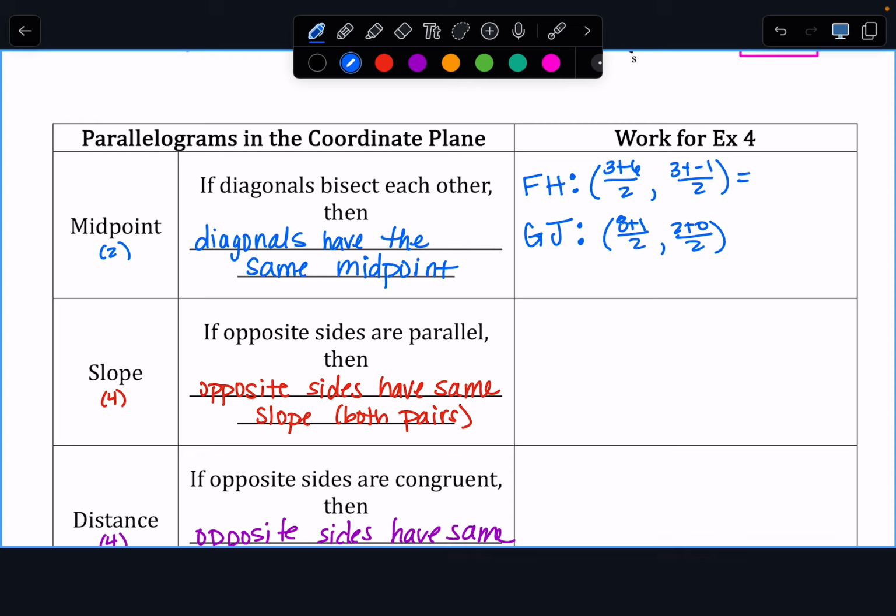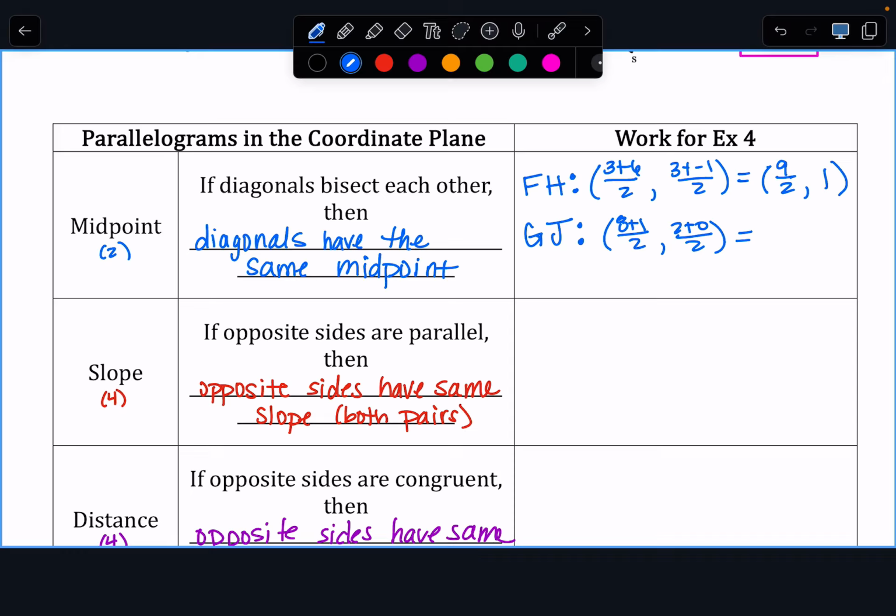What? I guess not then. I would say not. 9 halves and 1. I'm hearing 9 halves, aka 4.5, comma 1.